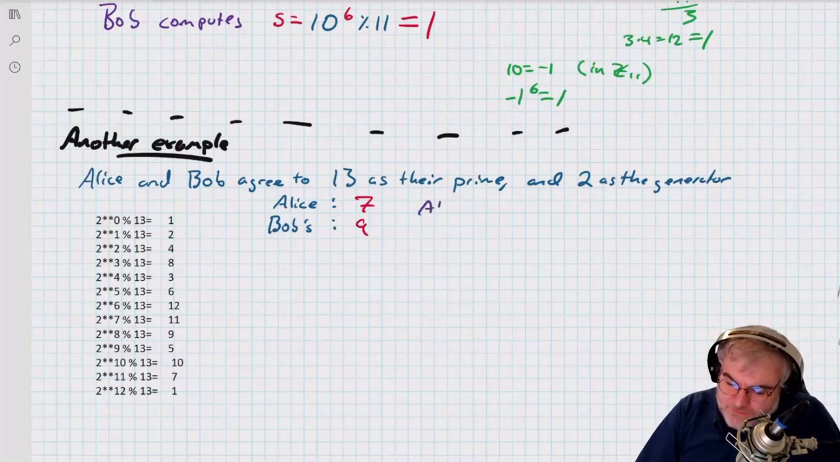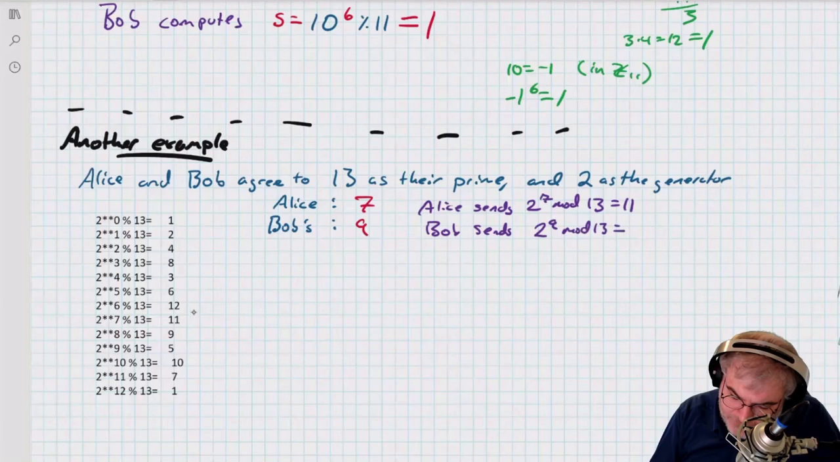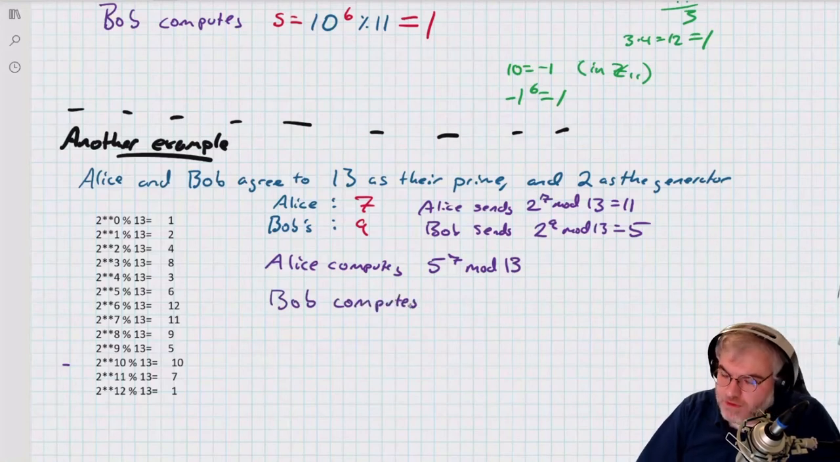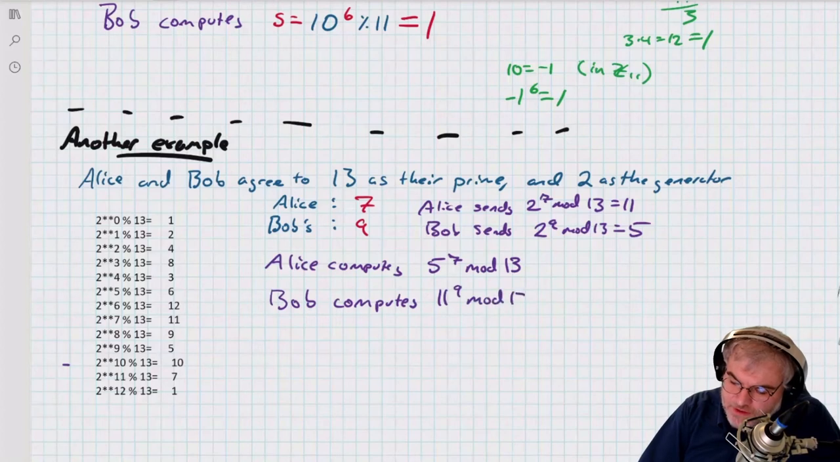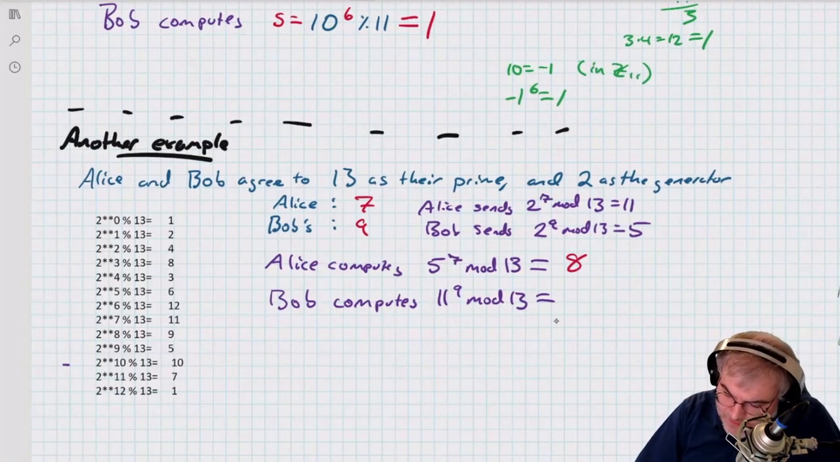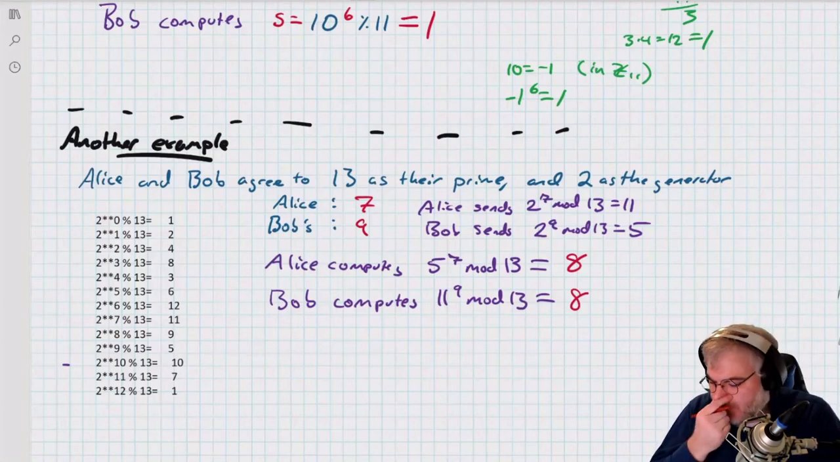So Alice sends 2 to the 7 mod 13, which equals 11, and Bob sends 2 to the 9th mod 13, which according to our chart is 5. Okay. And then Alice computes 5 to the 7 mod 13, and Bob computes 11 to the 9 mod 13. And then this is going to equal 8, and this one is going to equal 8. How do I know? Because I just plugged them into my calculator.